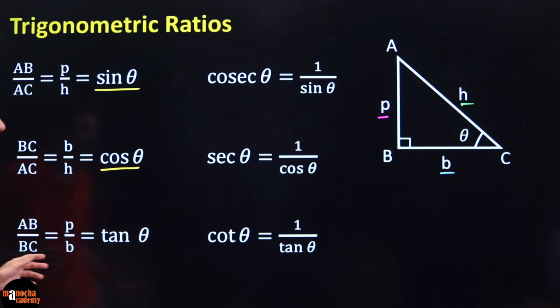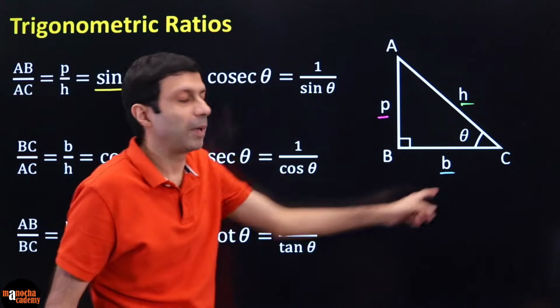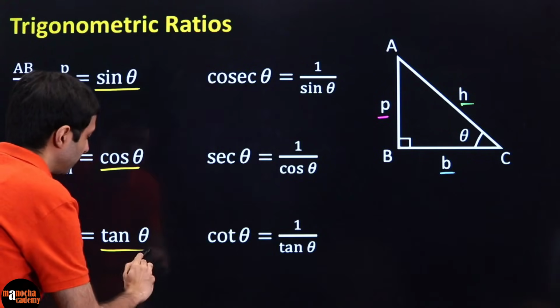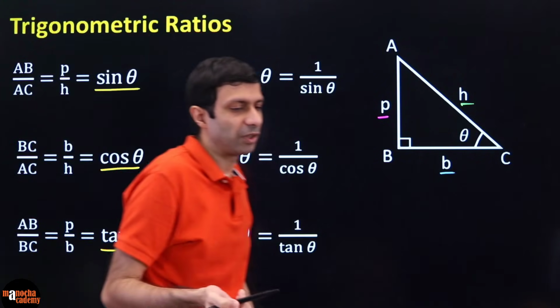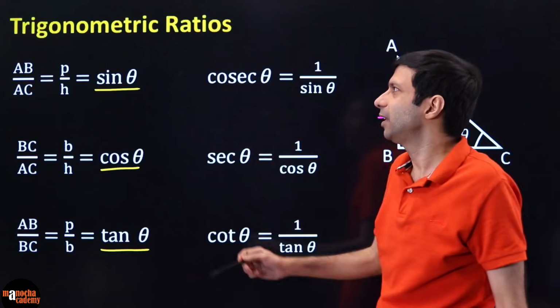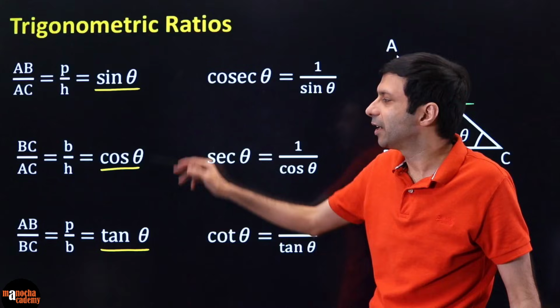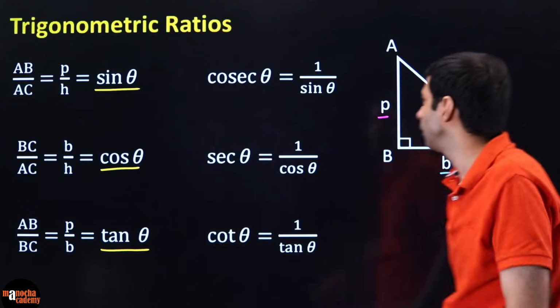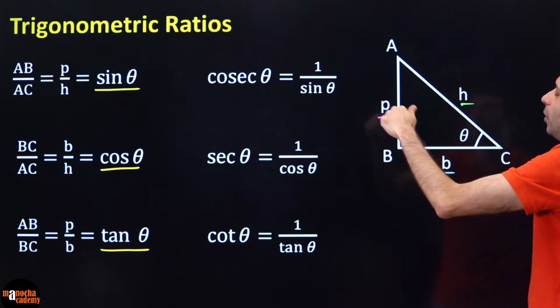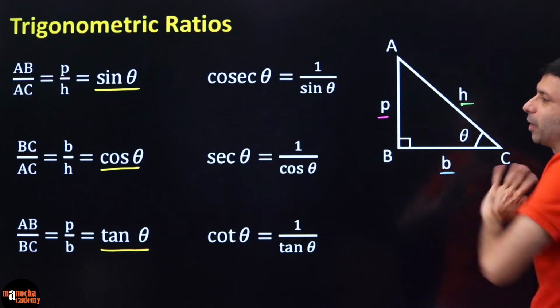Similarly, AB by BC, which is perpendicular by base, is called tan theta. So you have to do some memorization here, right? You have to learn that sine theta is P by H, cos theta is B by H, and tan theta is P by B. So there you can see we have covered all the possible ratios, P by H, B by H, P by B.